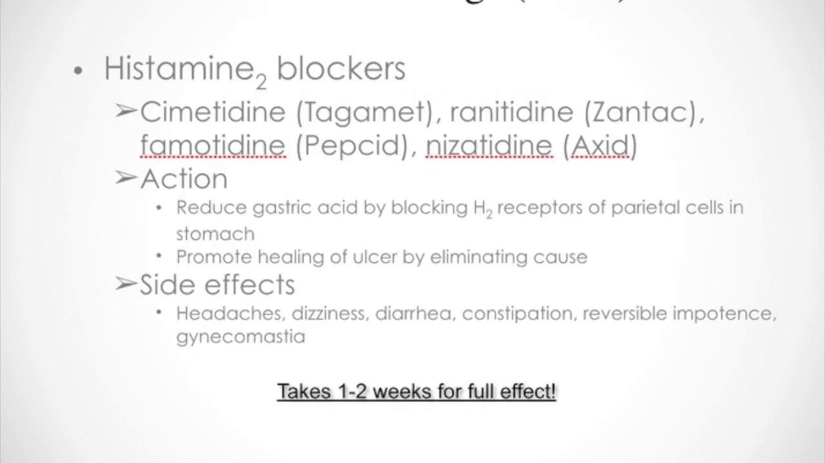Next, there are histamine 2 blockers, which you should recognize some of these names as well. Pepcid, Zantac. These are used to treat gastric and duodenal ulcers and prevent acid reflux in the esophagus. They block the histamine 2 receptor cells in the stomach, and that reduces gastric acid secretion and concentration. It does have some side effects. I would be familiar with those. And it takes 1 to 2 weeks for its full effect.